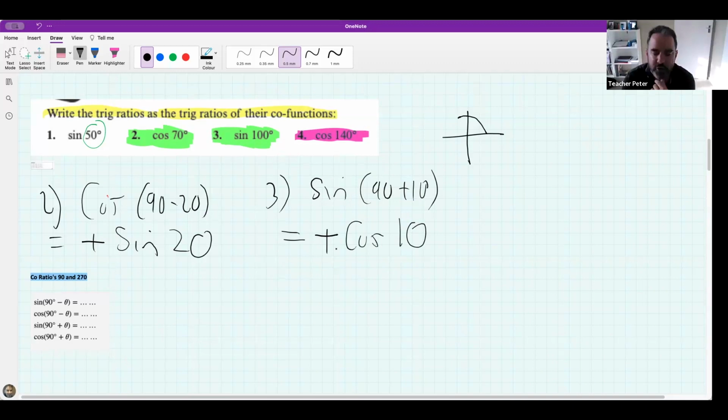See if you can do number four. Number four is probably the trickiest one, but I just think we can do it. How would you rewrite this cos to start with?